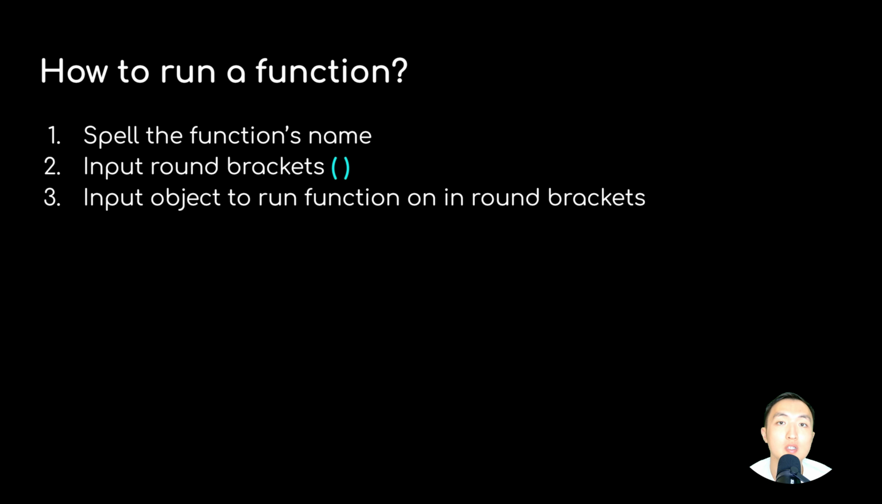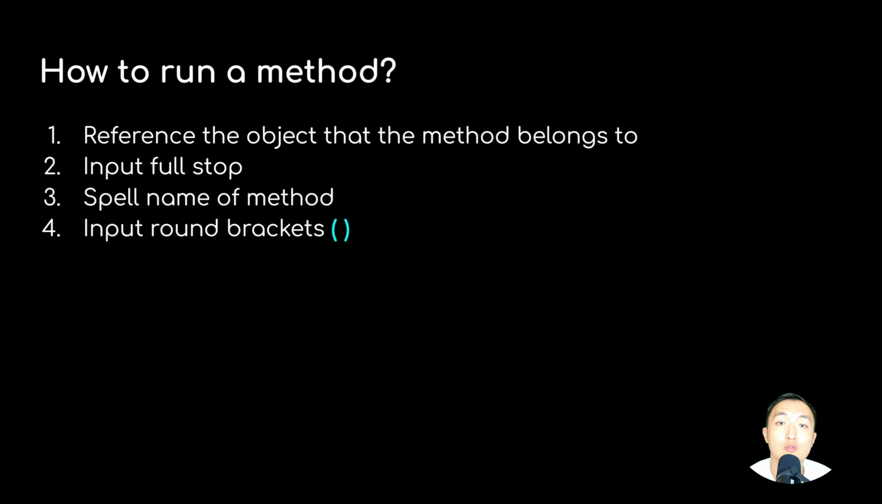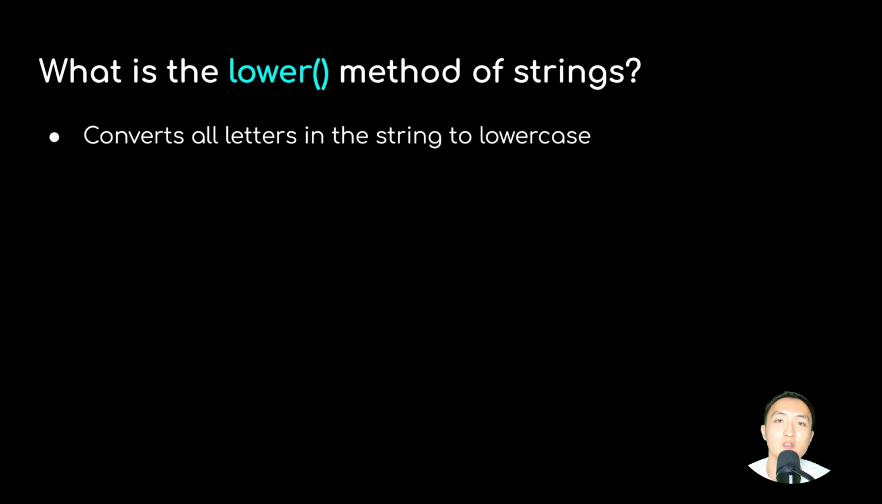Recall, to run a function, there are 3 steps. To run a method, there are 4. Step 1, we reference the object that the method belongs to. Step 2, we input a full stop. Step 3, we spell the name of the method. And step 4, we input round brackets. I'm gonna visualize that difference for you in example 2.